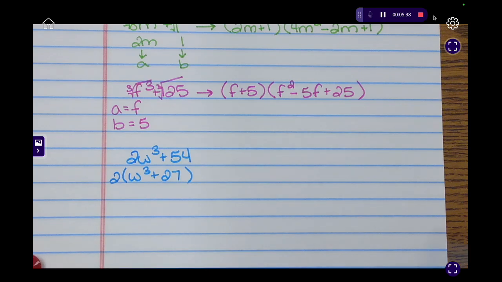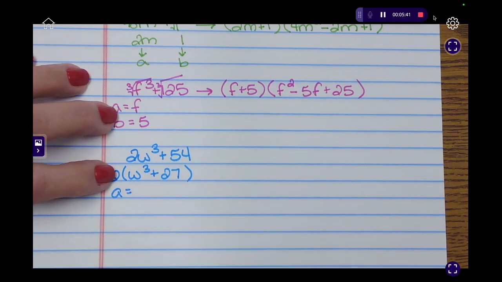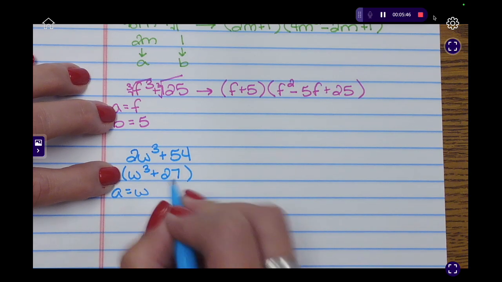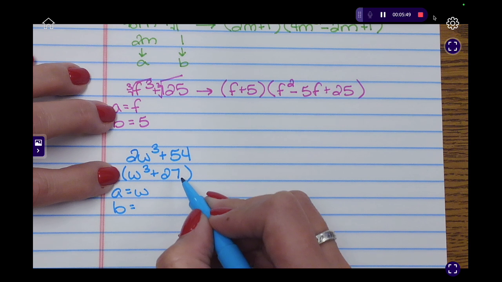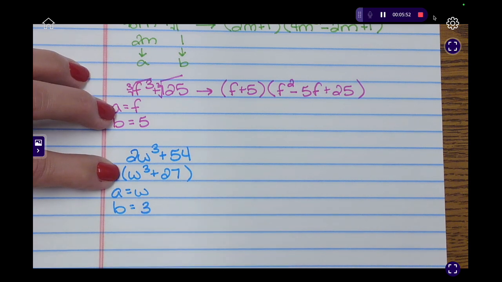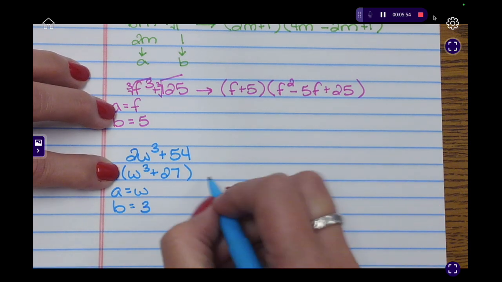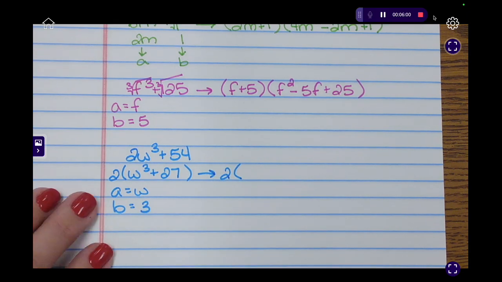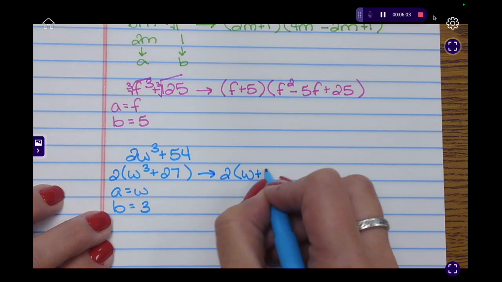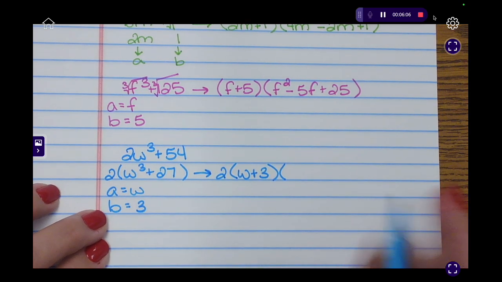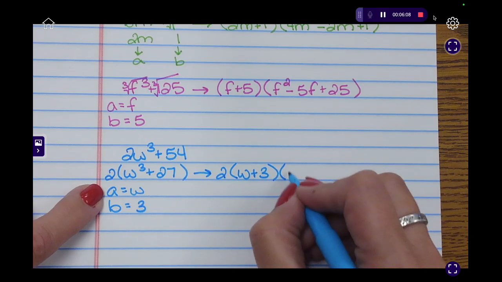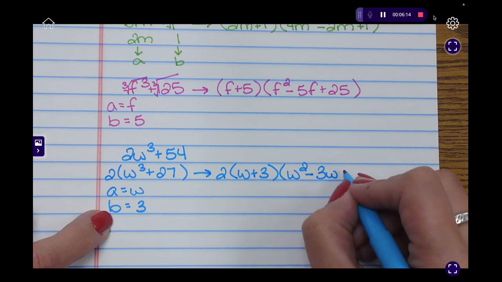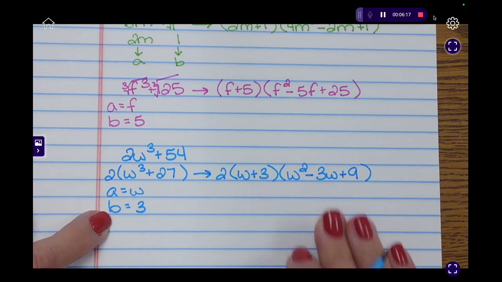So looking at this, I am going to label my a value. So I'm not really worried about the 2 right now. So my a value is the cube root of this one. So that's just going to be w. My b value is the cube root of 27, which is 3. So these are my 2 numbers. So I am going to put the 2 in the front because that just carries over to my answer. Remember, the first parentheses is a plus b. So I'm going to do w plus 3. And then the second parentheses is a squared minus 2 times a, so I'm multiplying these, plus b squared. So that would be my factored form.